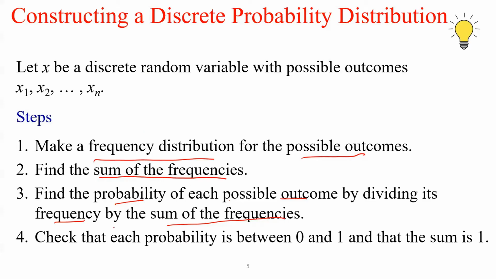Now, at last, we check that the probabilities are between 0 and 1, and then we calculate the sum of the probabilities, which must be equal to 1. When we add all the probability values, the total must be equal to 1. So these are the four steps you need to remember, and this is the guideline in order to develop the frequency table.